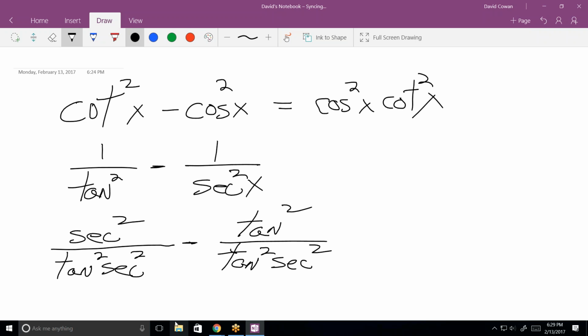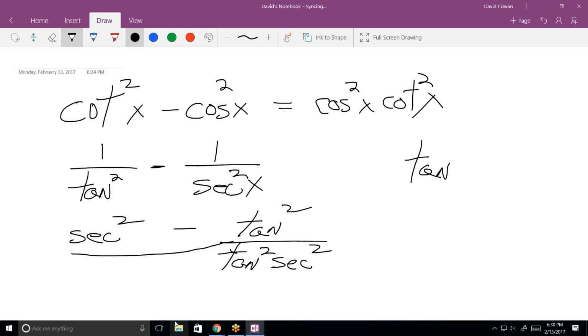Okay. And now that whole thing, because they have common denominators, I can erase this denominator and extend my fraction line over and make that minus, and the fraction line goes to there. Okay, so that's what I've got. Now, I see that secant squared minus tangent squared, what's that equal to? Here's the Pythagorean identity that you memorized.